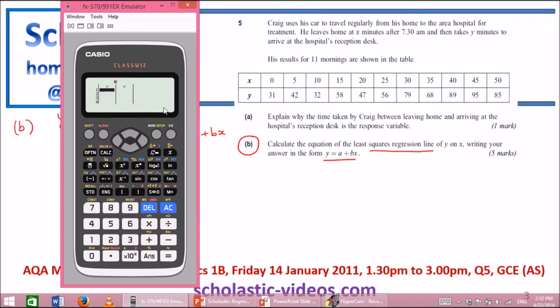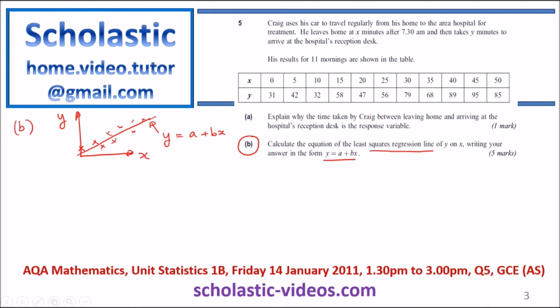So what we try to do now is to enter these values. We have to be careful to enter all these values in the correct order. First we enter the x values: 0, enter, 5, enter, 10, enter, 15, enter, 20, enter, 25, enter, 30, enter, 35, enter, 40, enter, 45, enter, 50, enter. Please note that there are actually 11 values.